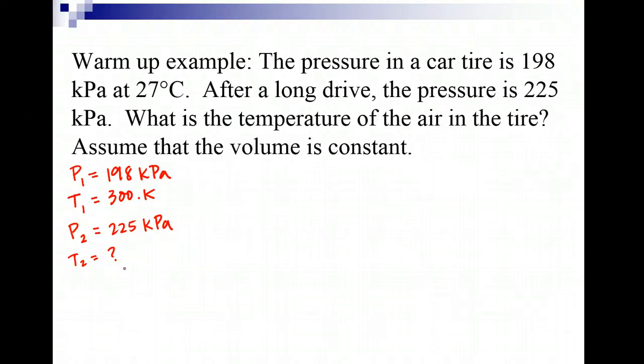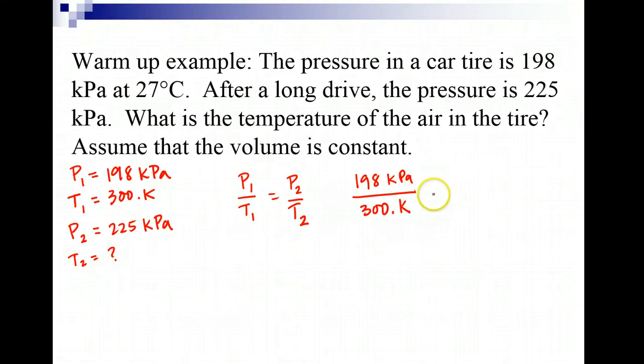So of the three equations we worked with in section 10.3, this one is pressure and temperature, which is the Gay-Lussac equation. So P1 over T1 equals P2 over T2. And if we plug in those values we've been given, 198 kilopascals over 300 Kelvin equals 225 kilopascals over T2, or X. If you cross multiply and divide, you will find the new temperature is 341 Kelvin.